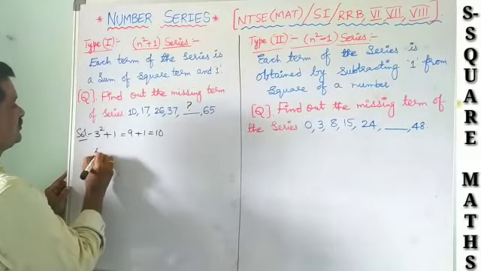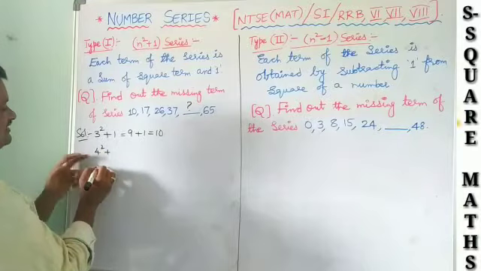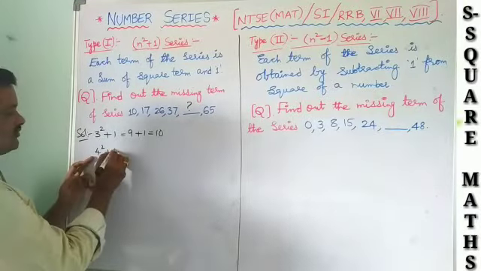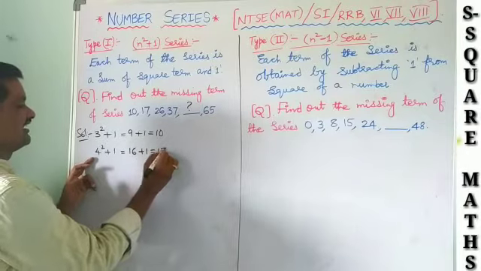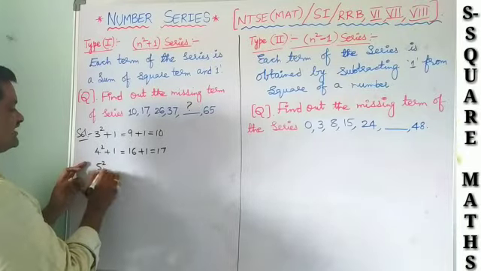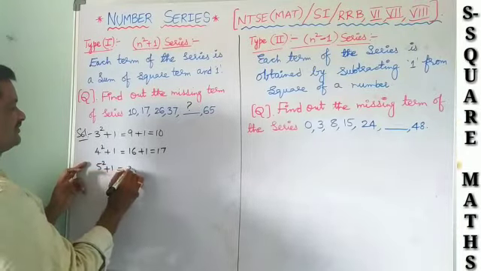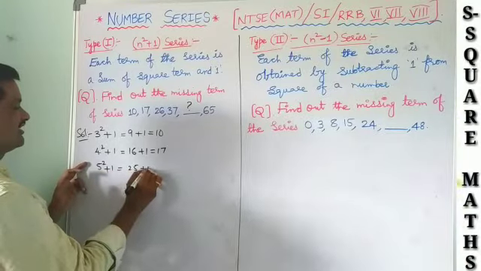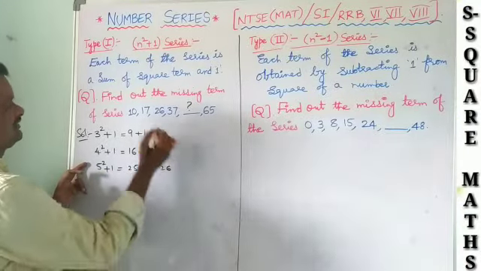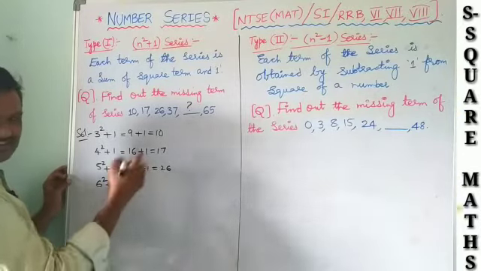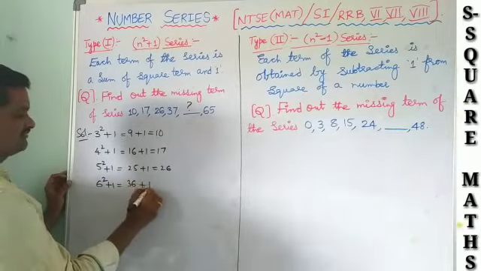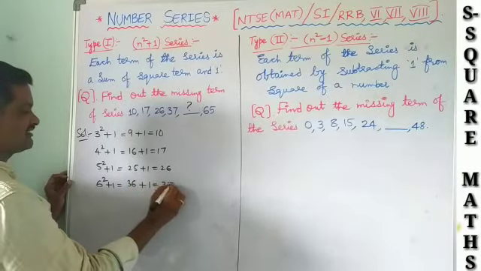Next, we are going to consider n equal to 4. So 4 square plus 1, 16 plus 1, nothing but 17. Next, 5 square plus 1, 25 plus 1, nothing but 26. Next, 6 square plus 1. 6 square is 6 into 6, 36, plus 1 is equal to 37.